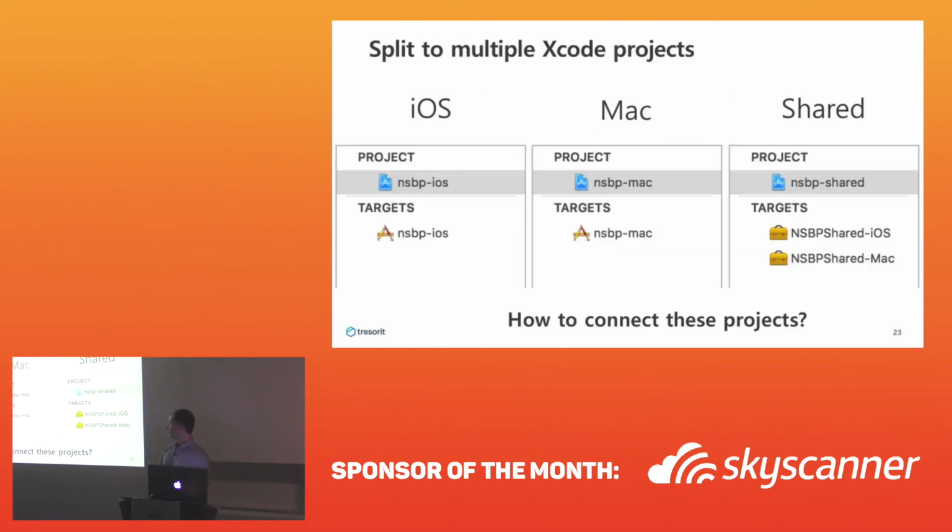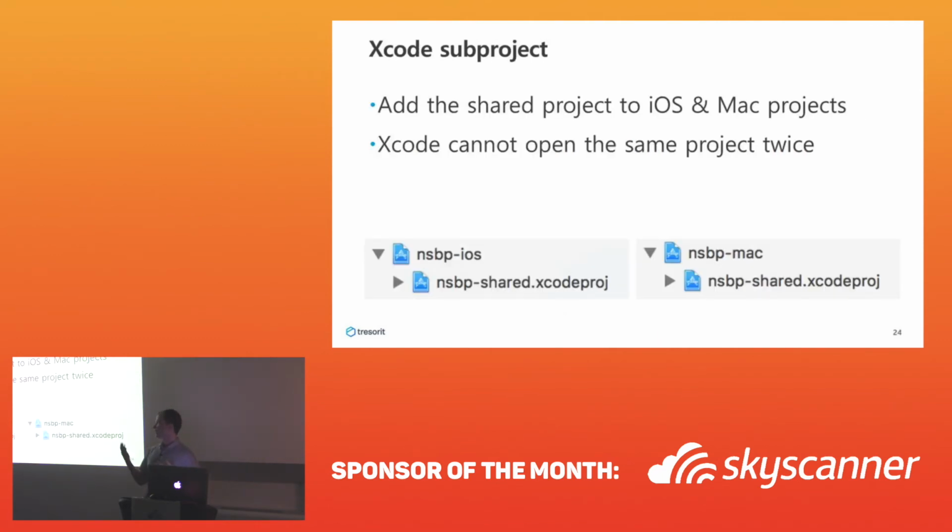But how do you connect these projects? You have 3 separate projects. One thing you can do is Xcode sub-projects. You can add a project as a sub-project to another project. This works, though if you open your iOS project, it will open the shared project as well. And when you try to open the Mac project, the shared project cannot be loaded because it's opening another Xcode project. This is how Xcode works. And also it's a bit complicated that you have 2 separate projects and you may want to work on both apps at the same time.